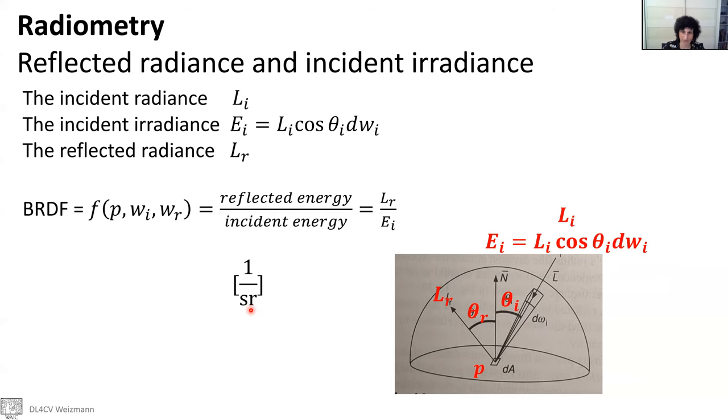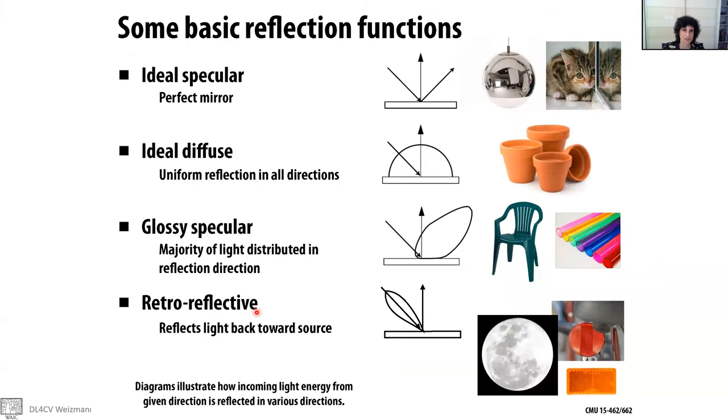Let's see some examples that will be more clear. If I have a perfect mirror and the light comes from here, I'll see the light only from this direction. The other directions will not get any light. If I have a wall or ground or anything like this, and light comes from here, all directions will get the same energy. It doesn't matter from which direction you are going to take the image, and it doesn't matter which is the viewpoint. Here, the viewpoint matters.